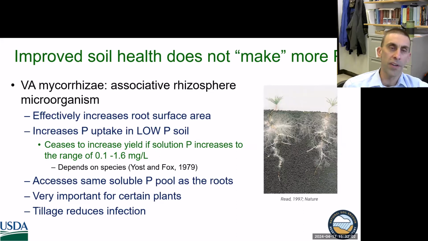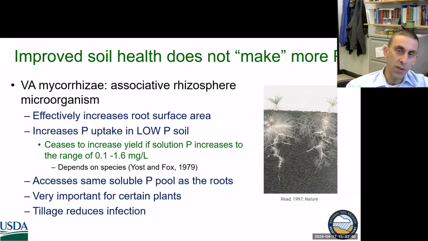Specifically, there's one very, very important one that does tend to proliferate in healthy soils rich in organic matter, and that is mycorrhizae. So this is an associative rhizosphere microorganism, not a free living one. Essentially what mycorrhizae do is effectively increase the root surface area. This is really important for trace nutrients, copper, zinc. For your immobile nutrients, it's really important for phosphorus, because your uptake of those nutrients is dependent upon root surface area. So they tend to increase phosphorus uptake very well in low phosphorus soils.